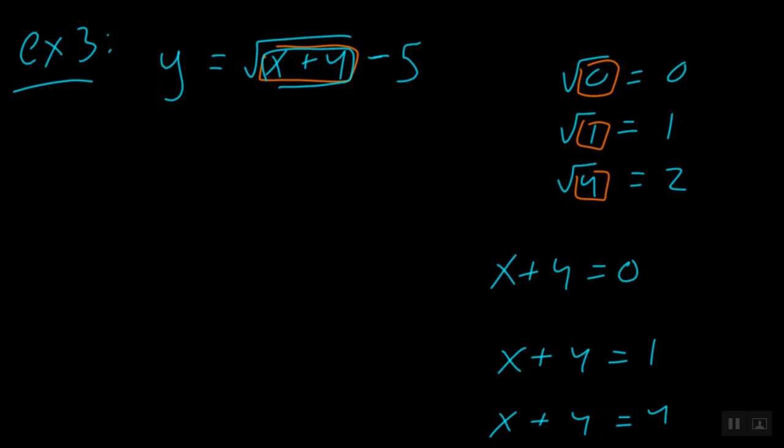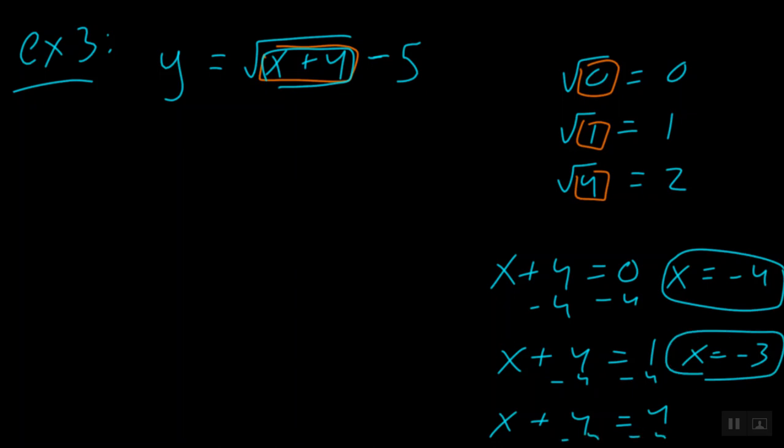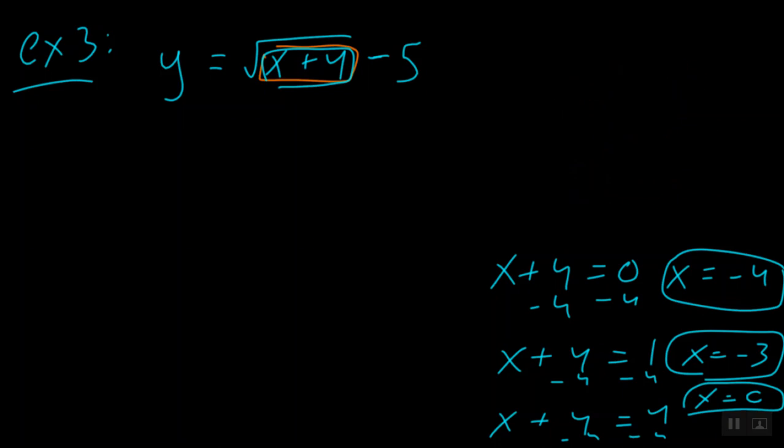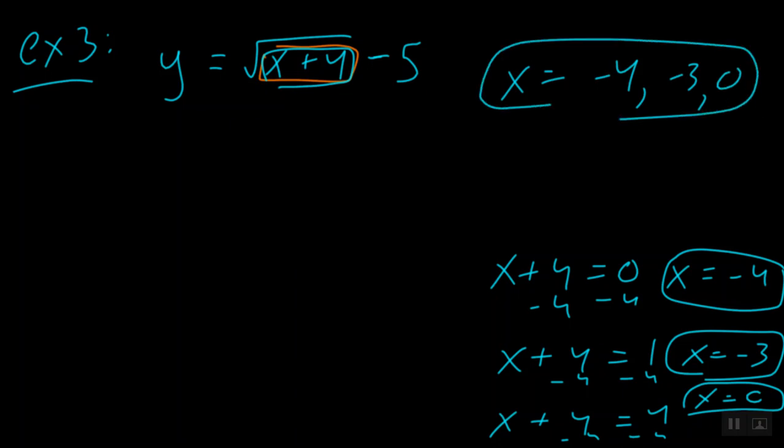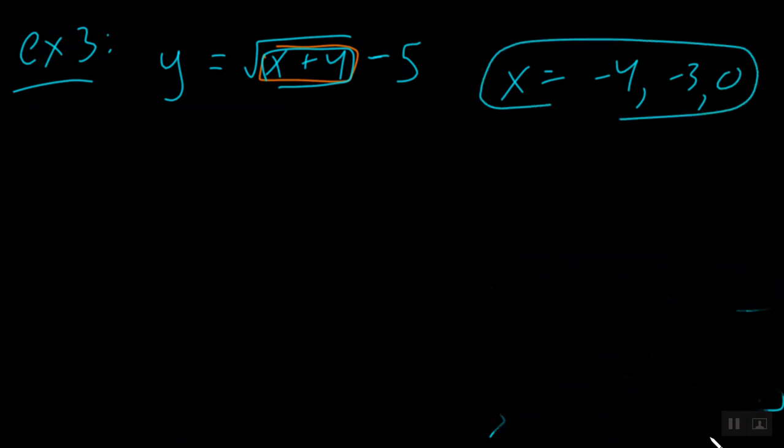Now from there, this is pretty simple. Subtract 4 from both sides, and x is equal to negative 4. I subtract 4 from both sides, and x is equal to negative 3. I subtract 4 from both sides here, and x is equal to 0. So that's how I chose my 3 values here. Could you choose any arbitrary 3 values? Could you have chosen negative 1, 0, and 1? Yeah, you could have. Just your outputs would be a little bit gross. So here's negative 4, negative 3, and 0. These are our 3 x values that we are going to try out.